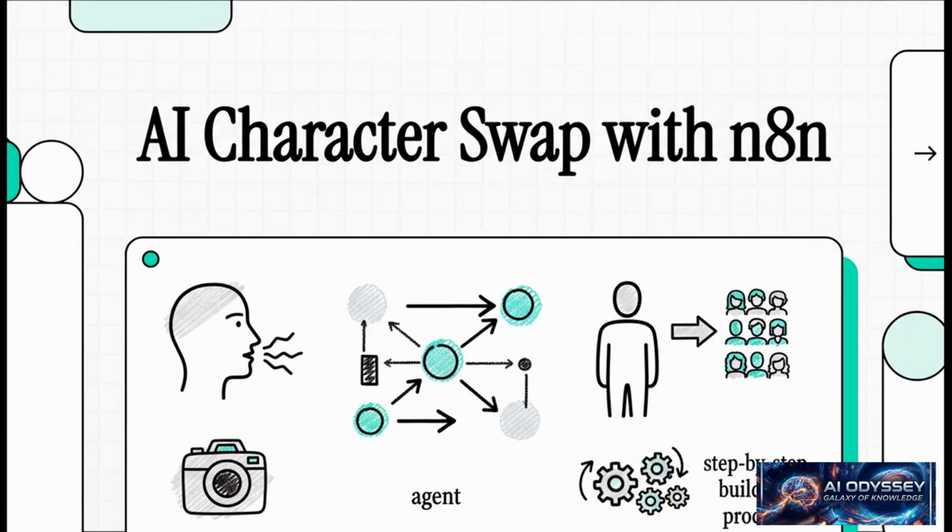Have you ever wanted to just grab any image you can find and make it talk, move, and act just like you do? Well, in this explainer, that's exactly what we're going to do. We're going to build our very own AI character swap agent, step by step. Let's get right into it.